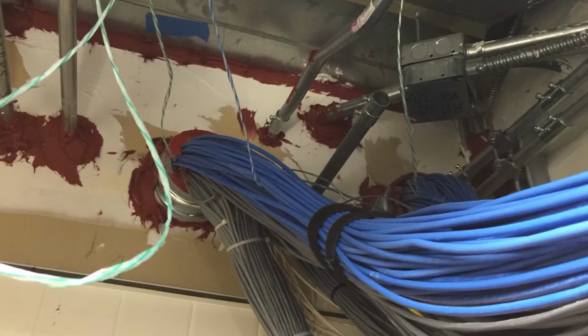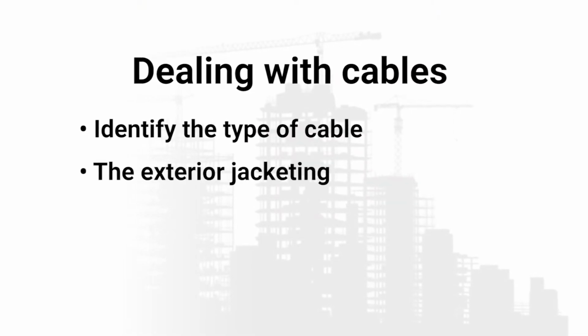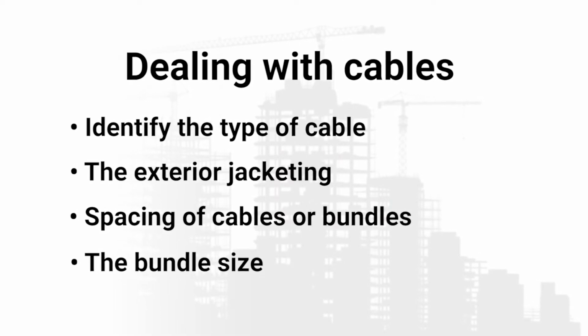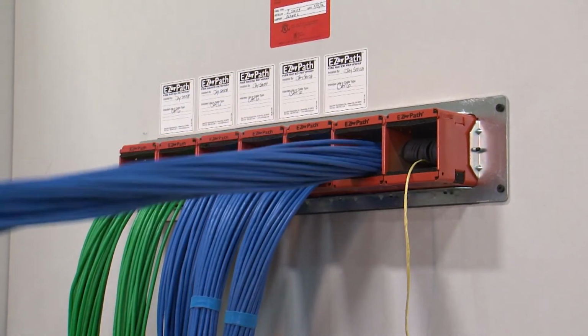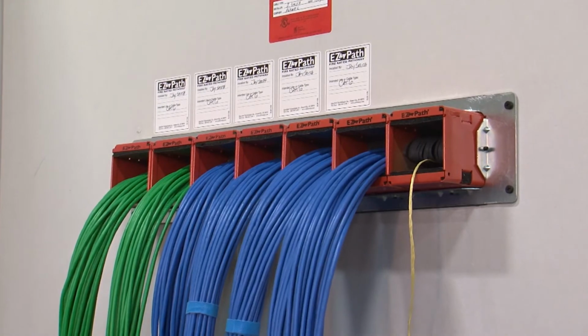And when dealing with cables, you will need to identify the type of cable, the exterior jacketing, spacing of cables or bundles, and also the bundle size itself. Finally, unless using a fire-rated device such as EasyPath, the fill percentage of the opening will need to be calculated.